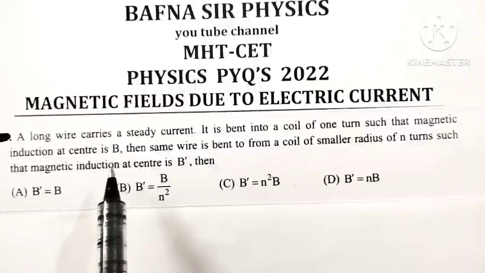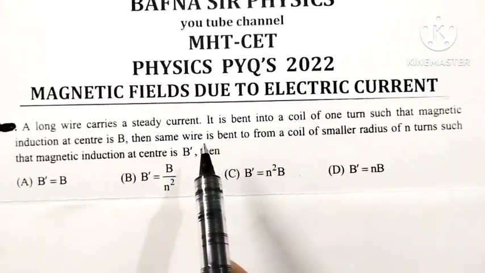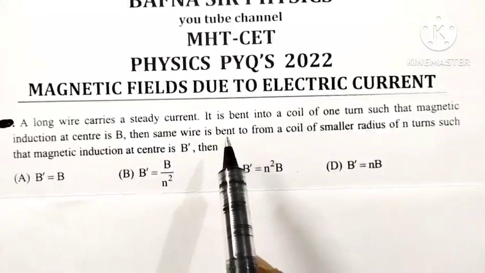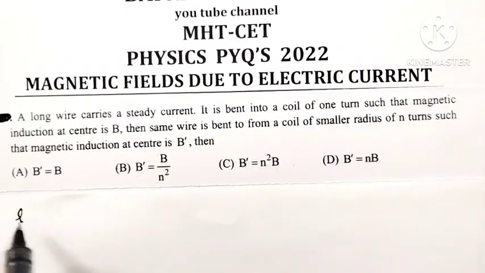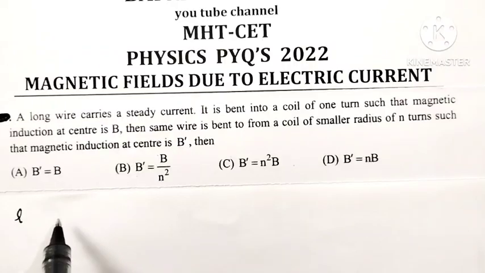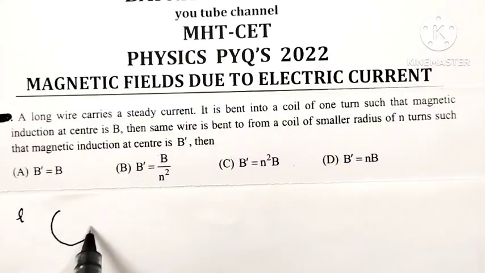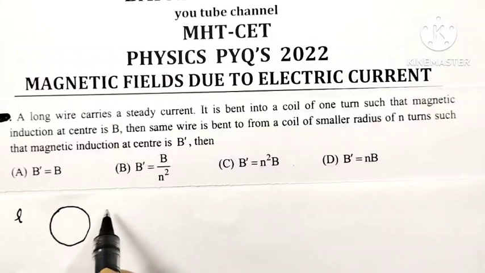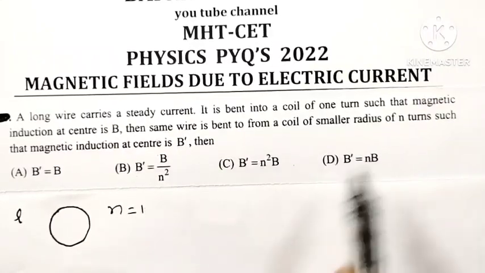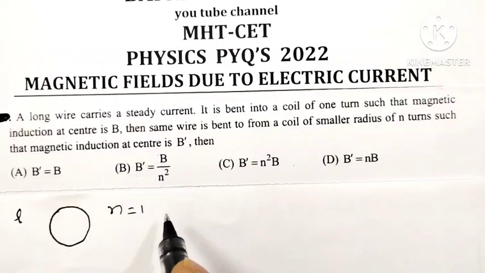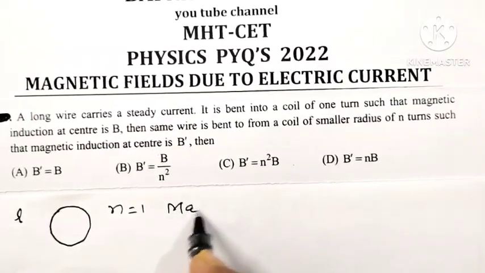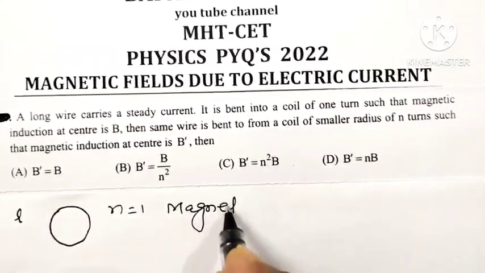A long wire carries a steady current. It is bent into a coil of 1 turn. So we are having a long wire, say of length L, and when it is bent into a coil of 1 turn, that is N is equal to 1, such that magnetic induction at center is, we know, magnetic field at the center of current carrying coil.